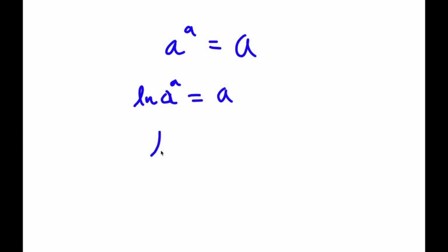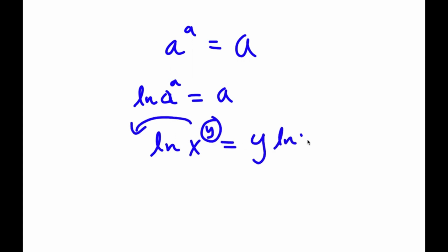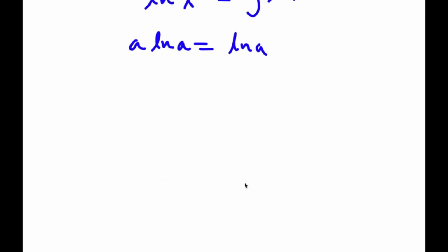If I have something in the form ln x to the power of y, I can move this exponent y to the front, so this equals y times ln x. In this case, I can move a to the front, so this is going to equal a times ln a, which is equal to ln a, because I took ln on both sides.